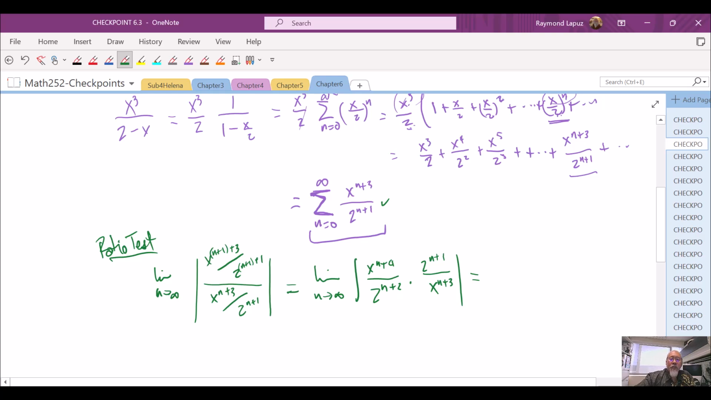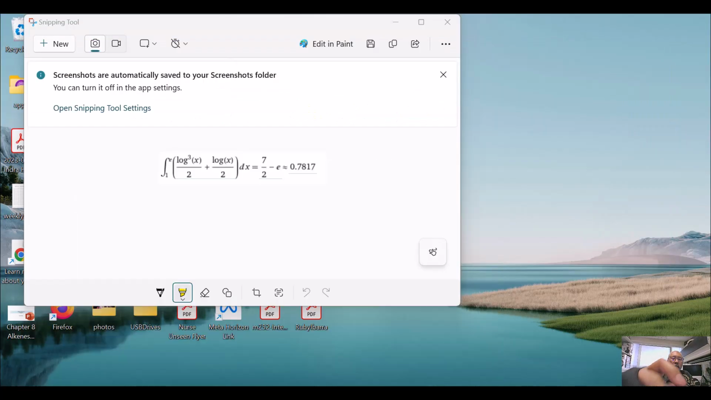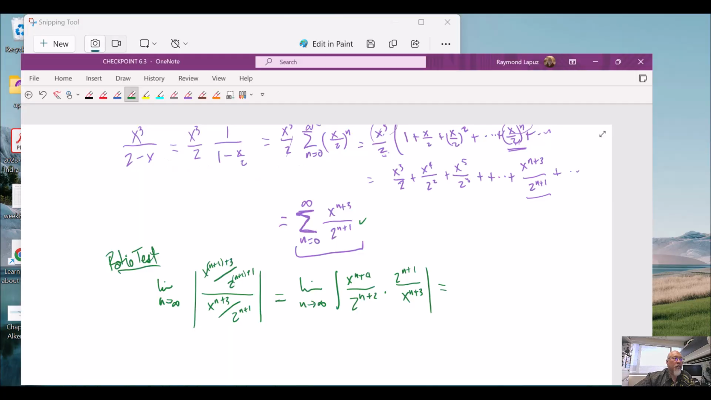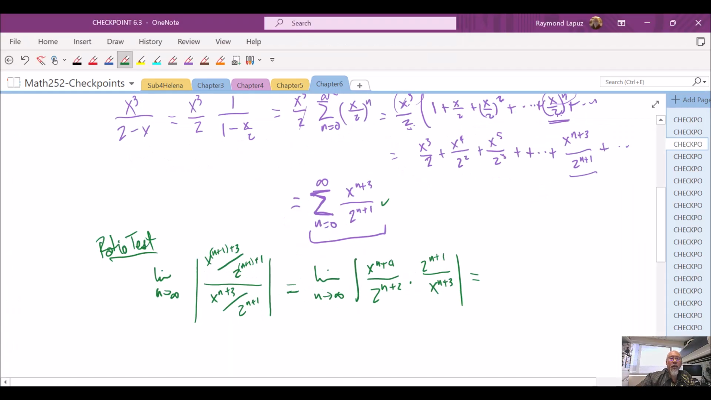Now we have, let's see, we can count how many x's we have. We have n plus 4 and n plus 3 on top. I think we can get rid of a whole bunch here and then leave us with just one x in the numerator. And we haven't taken the limit yet, so let's keep the limit symbol here. And then we have an x in the numerator.